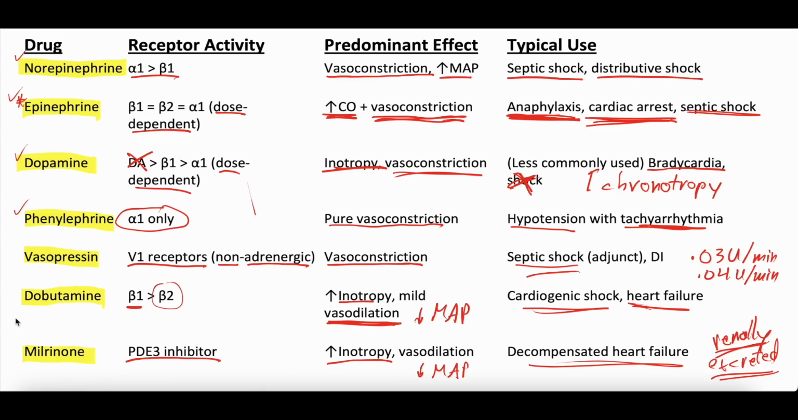All right, so dobutamine, milrinone, these are inotropes primarily, so they cause increased inotropy, and they actually both cause vasodilation. Vasopressin is a non-adrenergic vasoconstrictor. Phenylephrine, dopamine, epinephrine, and norepinephrine are all adrenergic or catecholaminergic vasopressors. Phenylephrine is just an alpha-1 vasoconstrictor. It has no beta-1 or heart effects, whereas epinephrine does have beta-1 heart effects, increasing contractility, and norepinephrine has some beta-1 but is mostly alpha-1.